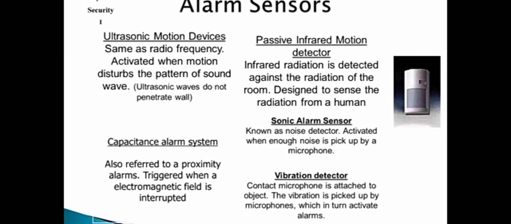Vibration detector is nothing more than a contact microphone that is attached to an object. Any sound while that thing is activated will sound an alarm. Capacitance alarm system, referred to as proximity alarm, triggered when an electromagnetic field is interrupted. That's our old balanced magnetic switches.